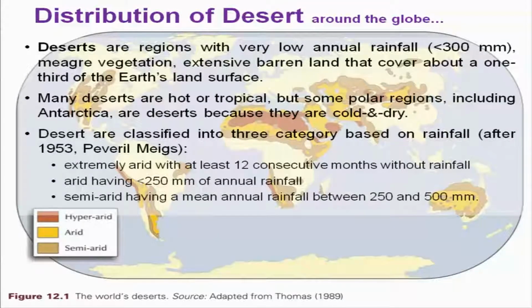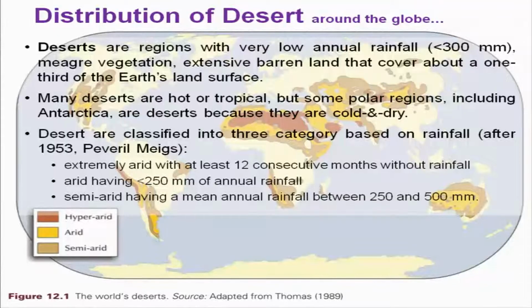So, deserts are classified in 3 categories based on the rainfall. Extreme arid areas with at least 20 consecutive months without rainfall. So, throughout the year the area experiences a dry phase. You can classify that as hyper arid areas. The arid regions are the areas which have an annual rainfall of less than 250 millimeter. Because the rainfall is less, vegetation will be very sparse, and most of the areas will be exposed to erosion.